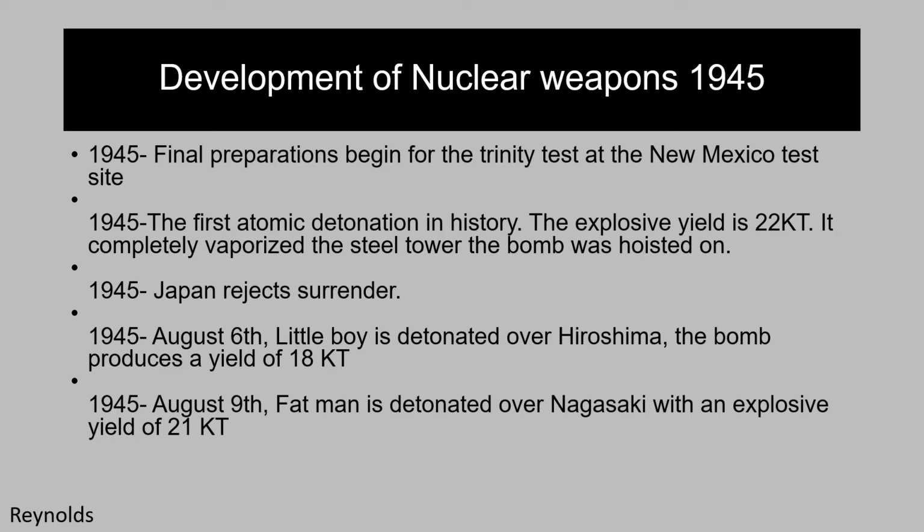1945, Japan rejects surrender. August 6, Little Boy is detonated over Hiroshima. The bomb produces a yield of 18 kilotons. August 9th, Fat Man is detonated over Nagasaki with an explosive yield of 21 kilotons.